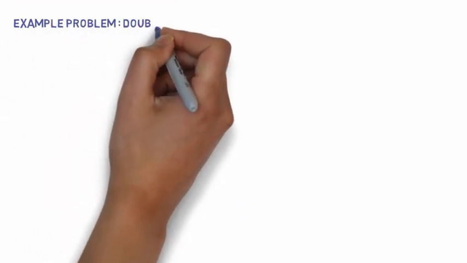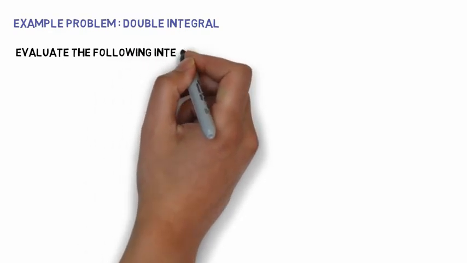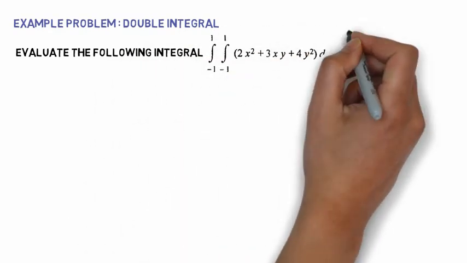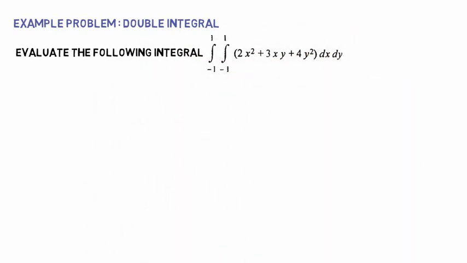Then we are going to see one example problem using a double integral. So next the problem is: evaluate the integral, that is the double integral of 2x square plus 3xy plus 4y square dx dy. So it is the given problem.